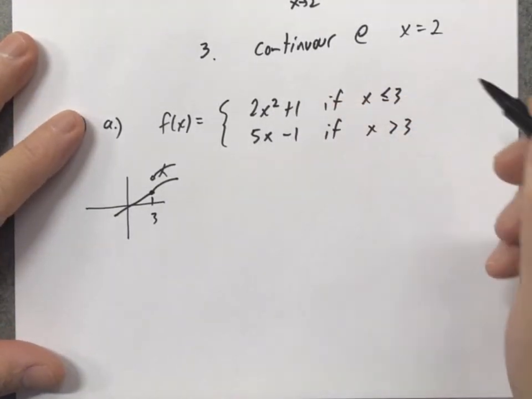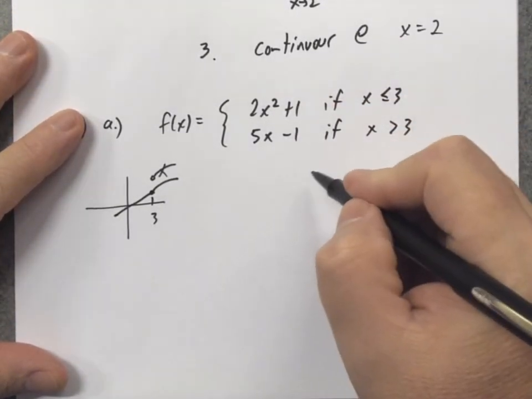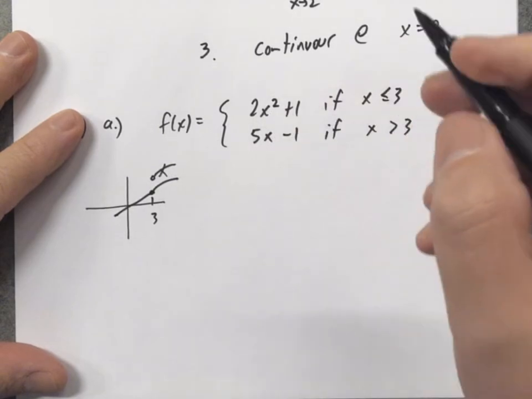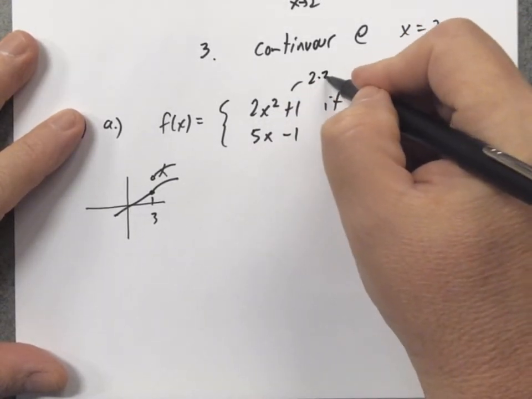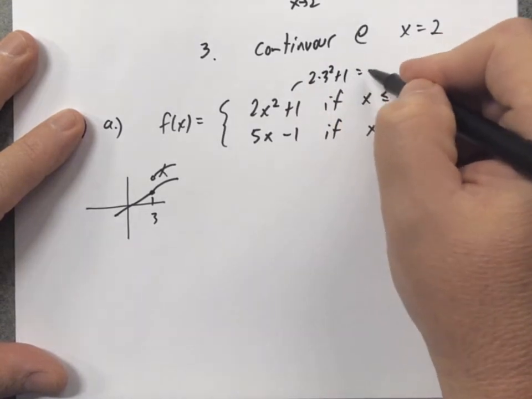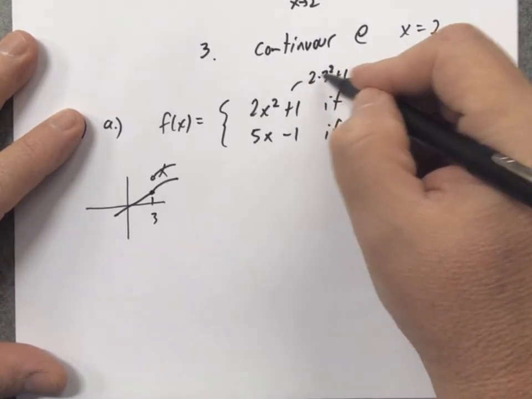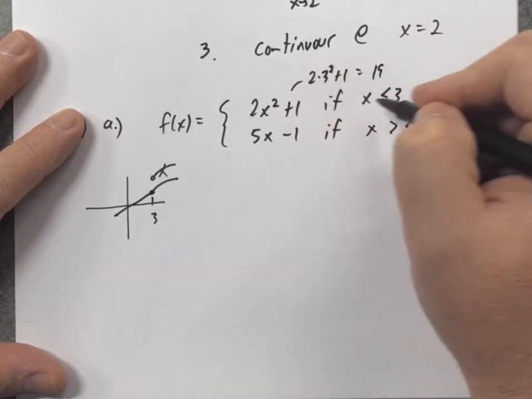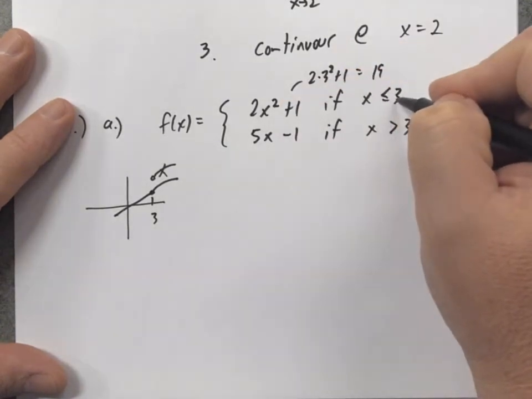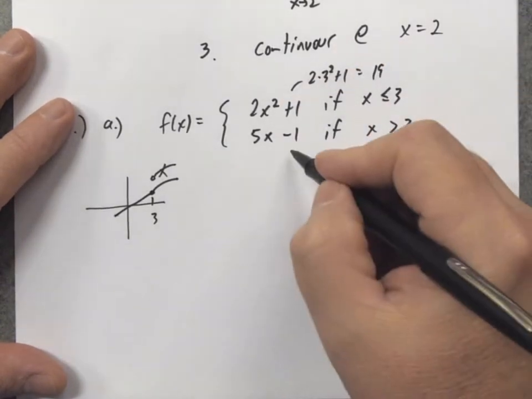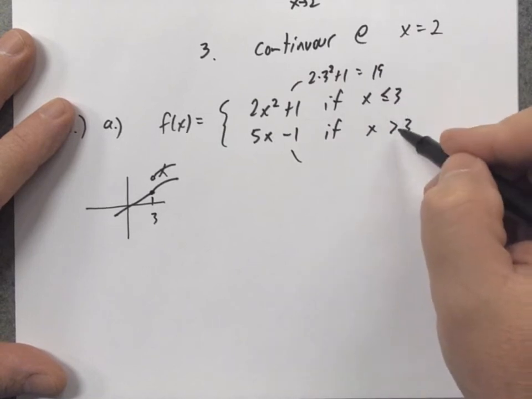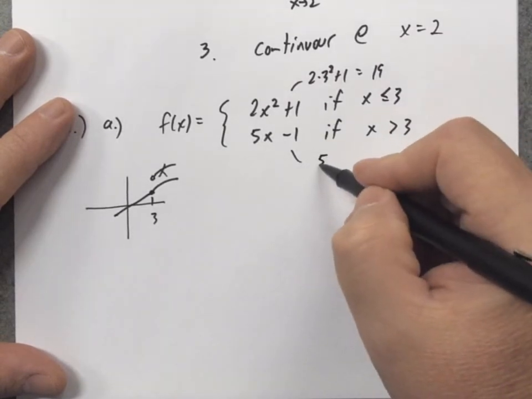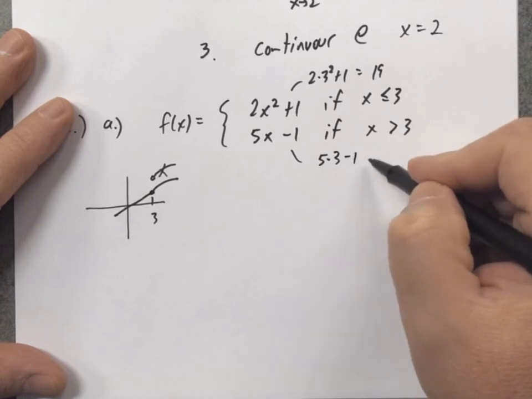You take the first function and you plug in 3. Let's do it like this. 2 times 3 squared plus 1, 9, 18, 19. So that first function, when x is 3, it equals 19. What does the other function equal at the transition point when x is 3? 5 times 3 minus 1.